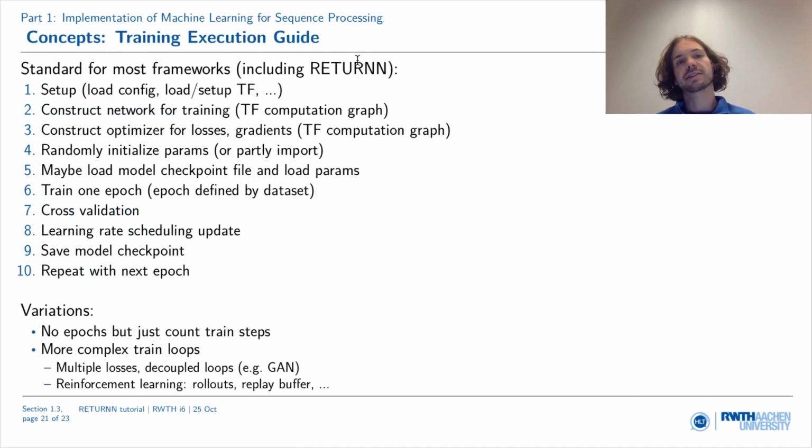The next concept is the training execution guide, just as an example. It also looks very similar in most frameworks. You have setup in the beginning, construct your network for training, then losses, gradients, you initialize the parameters, maybe load some checkpoint, then you train an epoch, cross-validation, then you do the learning rate schedule update, and save the checkpoint and repeat with the next epoch. Of course, there are some variations to that. For example, some toolkits don't really have this concept of epochs, but just count the total number of training steps. Also, you could have some more complex training loop. For example, with generative adversarial networks, you would have multiple decoupled losses. Or when you have reinforcement learning, it's a bit more complex. You have these rollouts and a replay buffer.